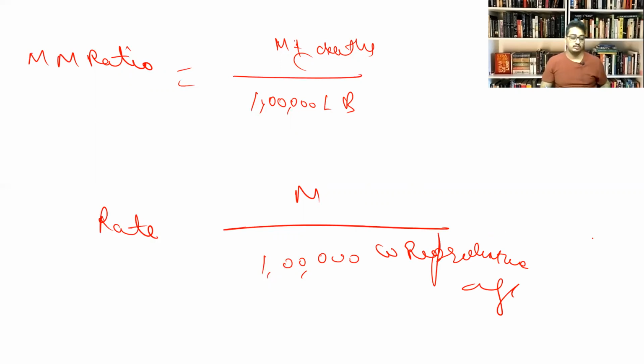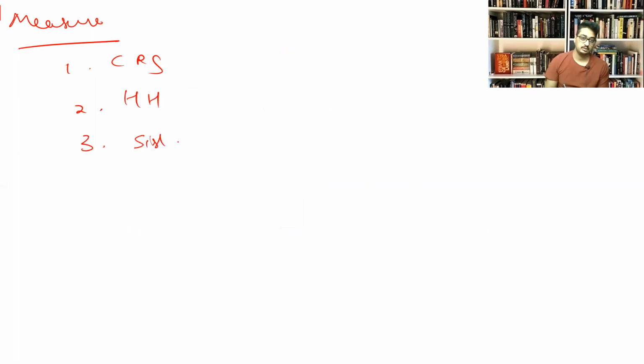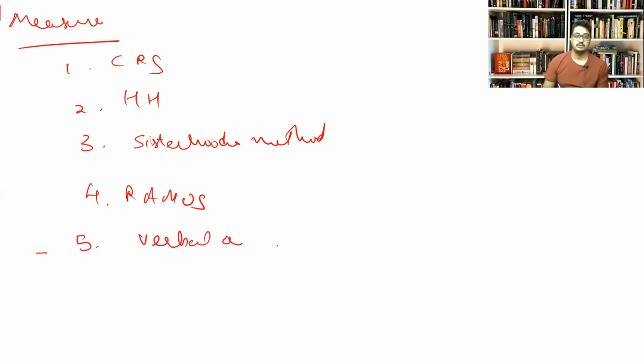How to measure maternal mortality ratio? There are various methods. First method is civil registration system. Second is household surveys. Third is sisterhood method. Fourth is RAMOS, which means reproductive age mortality studies. Fifth is verbal autopsies. Finally, census is there, but it gives very delayed data after 10 years.